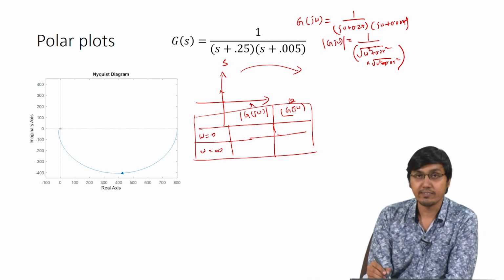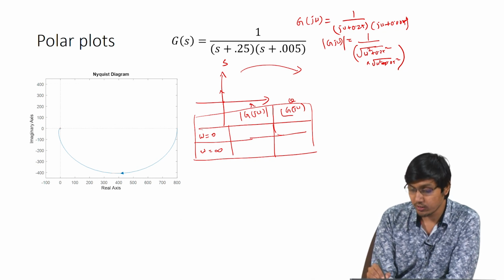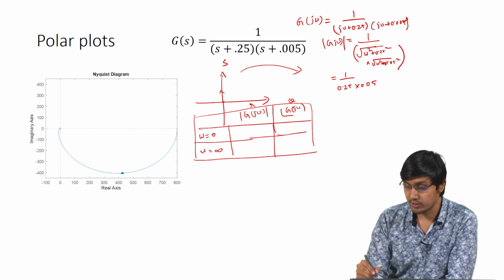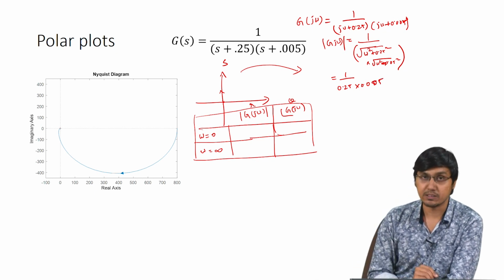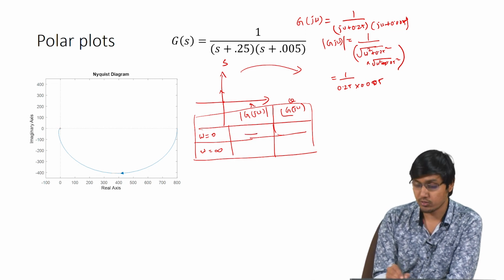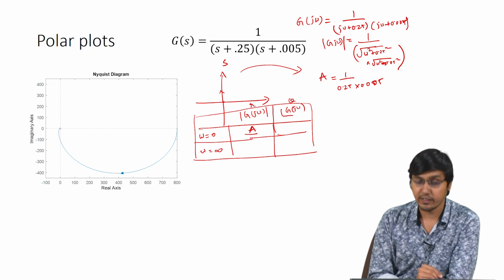Now we will substitute omega equal to 0 and see what happens. When omega equal to 0, it simplifies to 1 by 0.25 into 0.005. So, this value you substitute here: 1 by 0.25 into 0.005 is the value you will get. Let us call it A for now.